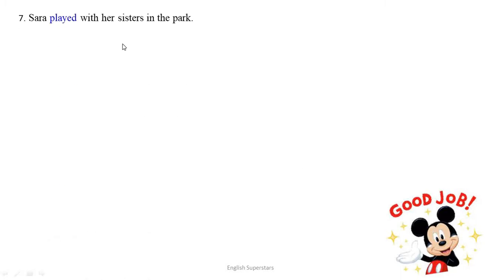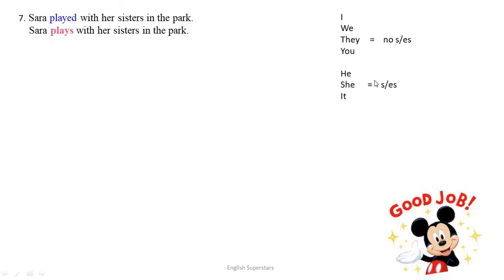Next. Sarah played with her sisters in the park. Now, Sarah is a girl, means she. She plays with her sisters in the park. See, played is changed into plays. Not ES, just S. Remember this rule again, okay? The reason why I'm putting this in front of you is you have to remember with he, she, it, we put S or ES. And sometimes IES as well. But with I, we, they, you, no S or ES.